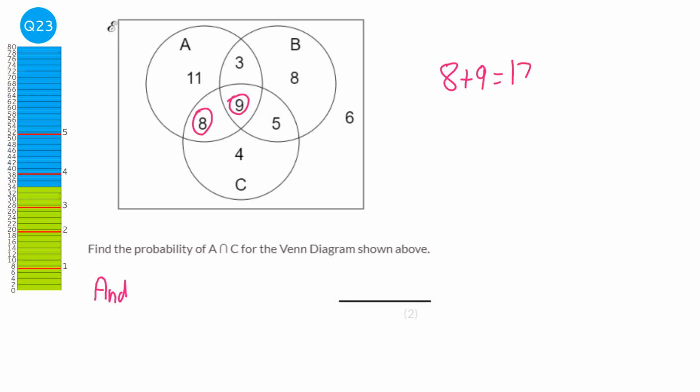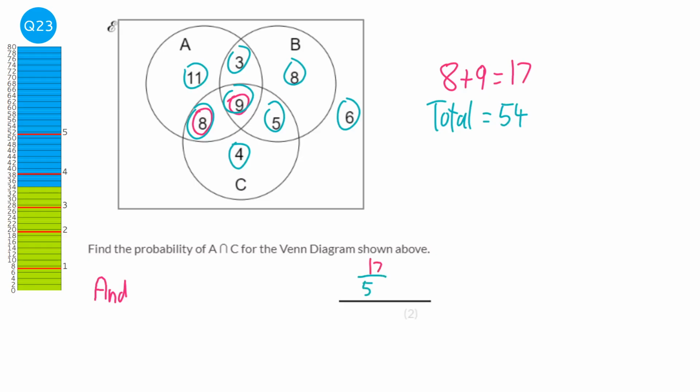Which gives us 17. Now we need to then work out how many numbers there are in total, so that's all of them. So 4 plus 8 plus 9 plus 5 plus 8 plus 3 plus 11 plus 6. So we need the total, which is 54. And then we get the 17, and we put that over the amount in total, so over 54.